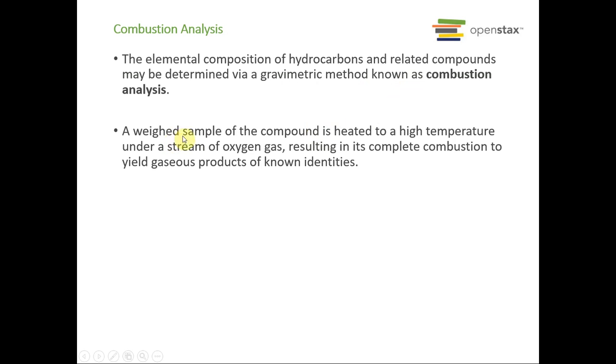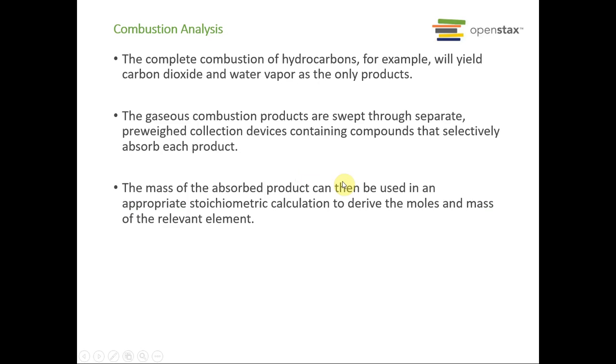as combustion analysis. A weighed sample of the compound is heated to a high temperature under a stream of oxygen gas, resulting in its complete combustion to yield gaseous products of known identities. The complete combustion of hydrocarbons, for example, will yield carbon dioxide and water vapor as the only products. The gaseous products are swept through separate pre-weighed collection devices containing compounds that selectively absorb each product. The mass of the absorbed product can then be used in an appropriate stoichiometric calculation to derive the moles and mass of the relevant element.